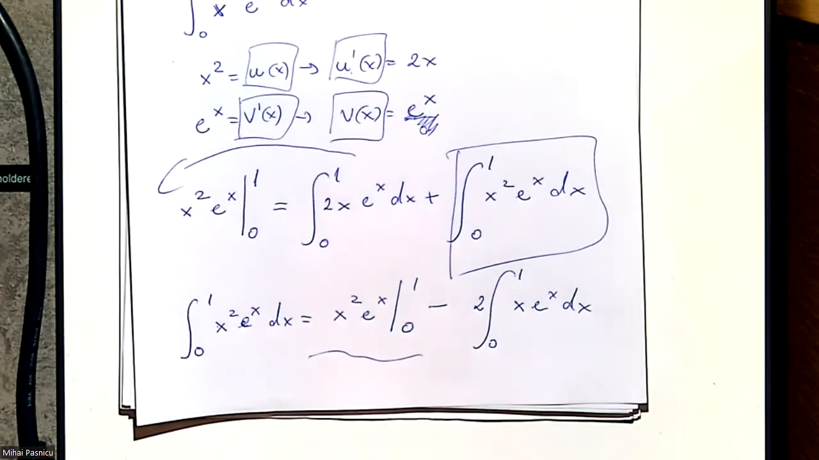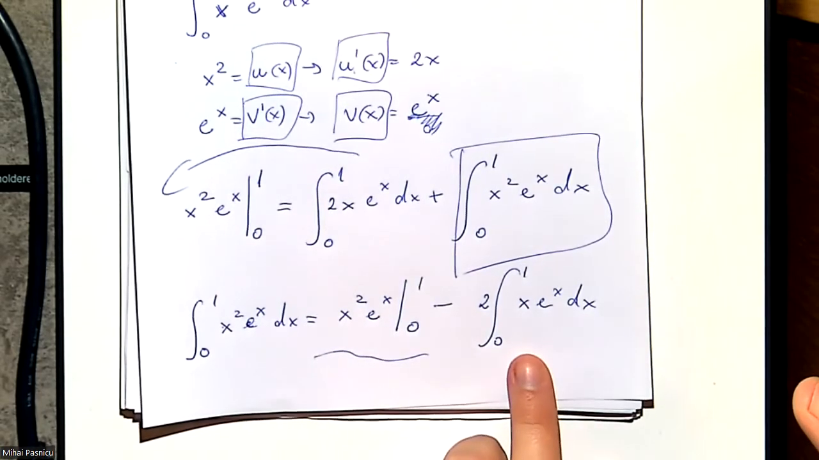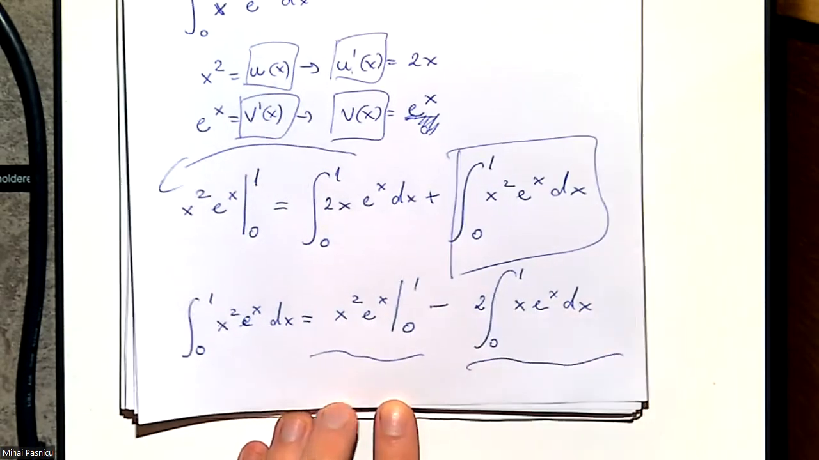Now this thing here, if I evaluate it, it's going to give me a number. It's going to give me 1, I think, or e, I don't know, something like that. This, on the other hand, I don't know. I need to compute this one. And look at this.